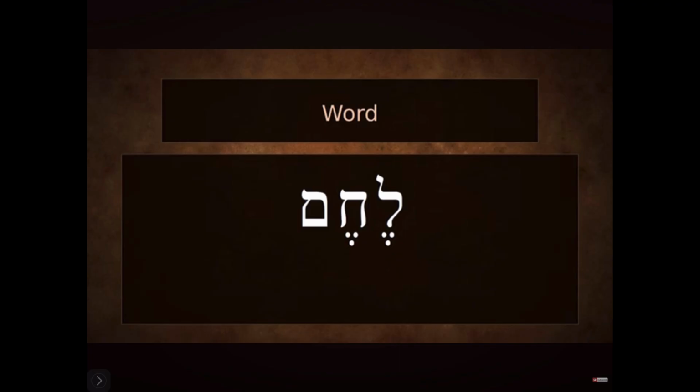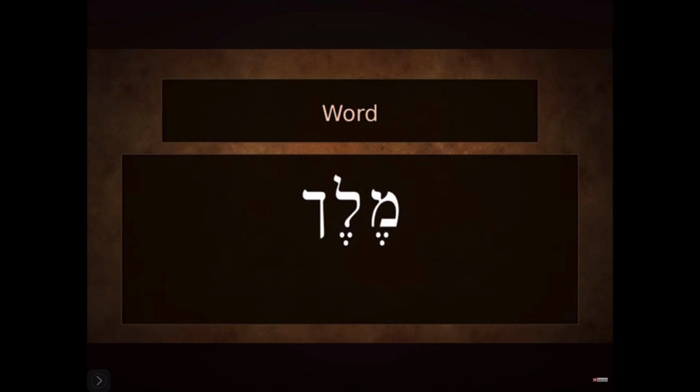So let's pronounce this word. The lamed makes la, the segol is eh, the chet is ch, the segol is eh, and finally, mem makes the sound ma. Altogether, this is pronounced le-chem. Lechem. Lechem means bread.